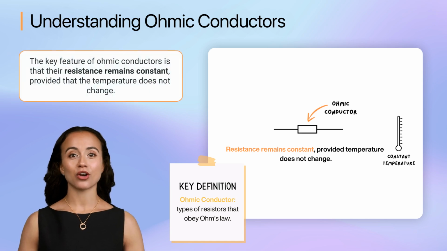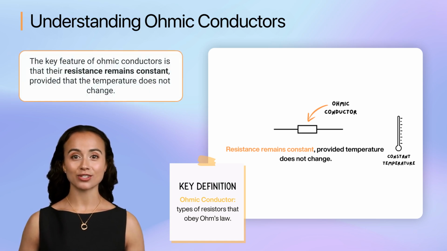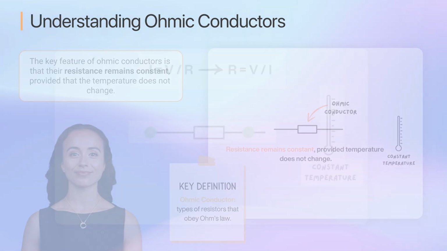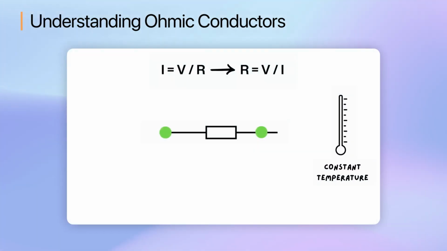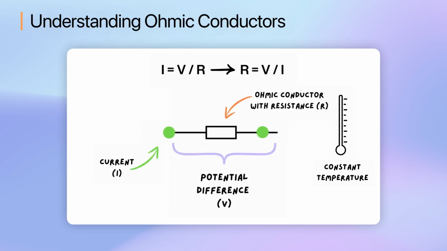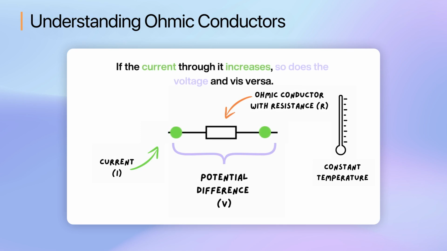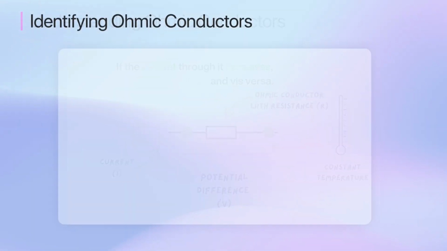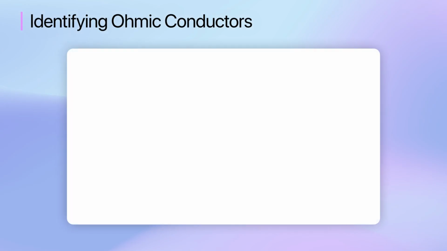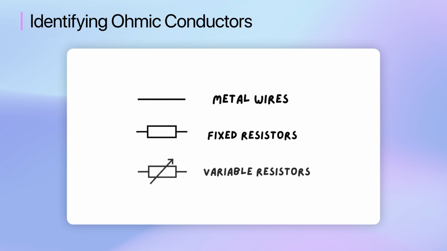The key feature of ohmic conductors is that their resistance remains constant, provided the temperature does not change. Ohm's law can be rearranged to R equals V divided by I. This means that, for an ohmic conductor, if the current through it increases, then so does the voltage and vice versa, maintaining the resistance at a constant value. Some common examples of ohmic conductors include metal wires, fixed resistors, and variable resistors set to a specific value.